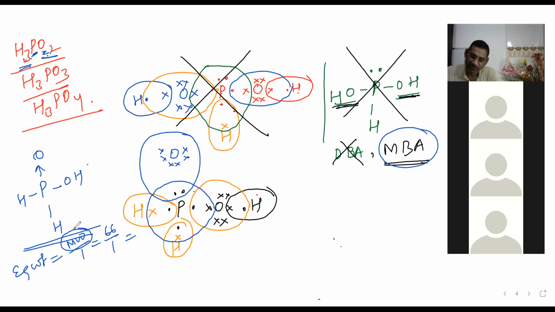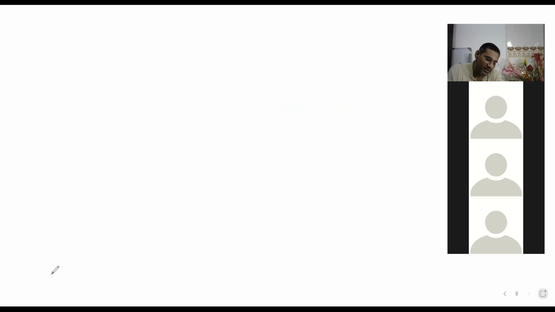Fine. So that's very, very important, and they will be asking questions from this. This equivalent weight concept will be used in your mole concept also, and in the solution chapter. For normality, equivalent weight is required. Without knowing all this, how can you solve those numericals? So now I'll go to H3PO3.